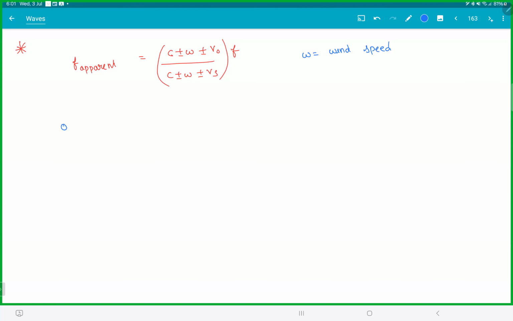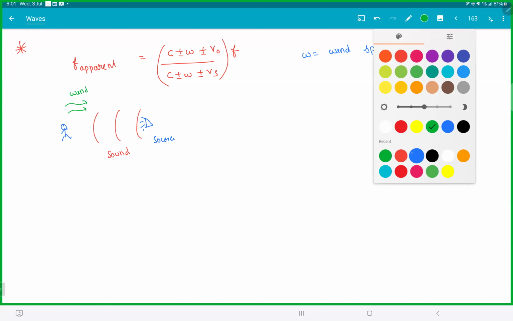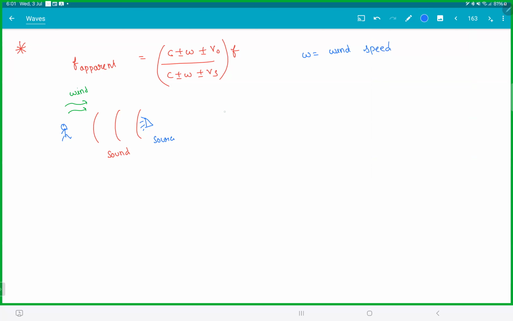So in this again 2 cases, see what happens. Now if the observer is here, the source is here. Logic is simple. Ask yourself, the sound is traveling from the source to observer like this. Now there are 2 cases. Let's say the wind is blowing like this from the observer to source. So is the wind supporting the sound or opposing the sound? Opposing, so speed will decrease. So the speed of sound will become C minus W.